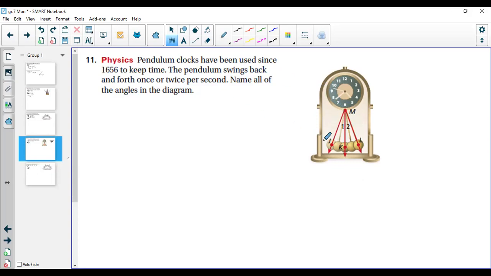It swings back and forth, the pendulum, once or twice per second.